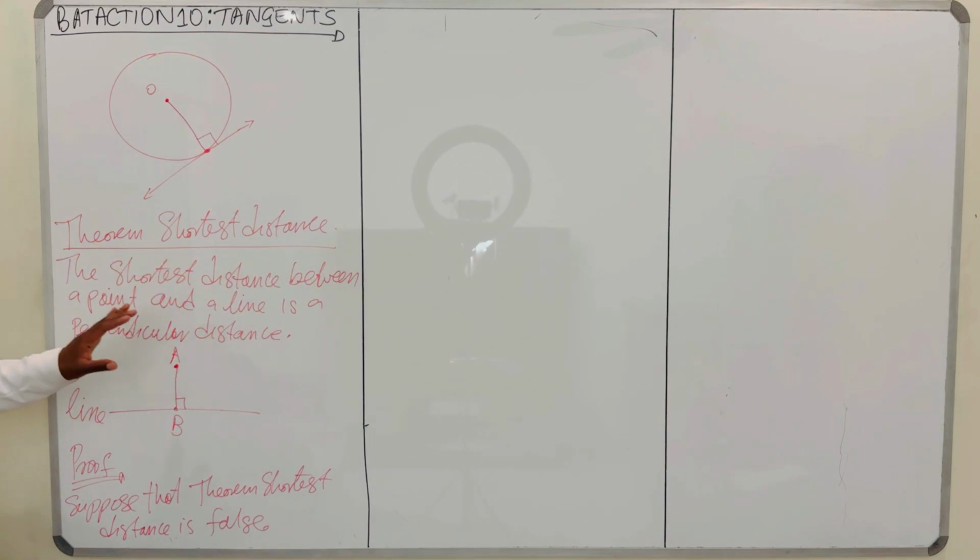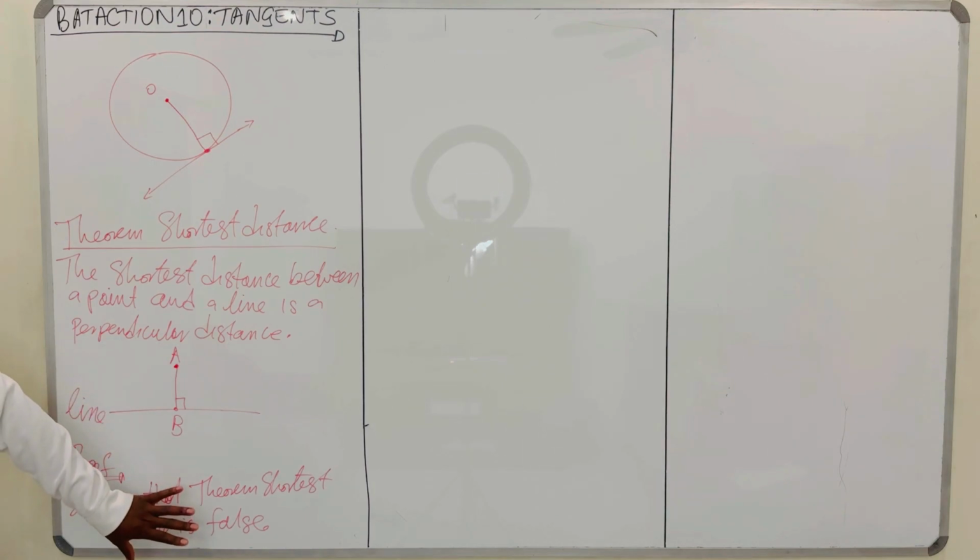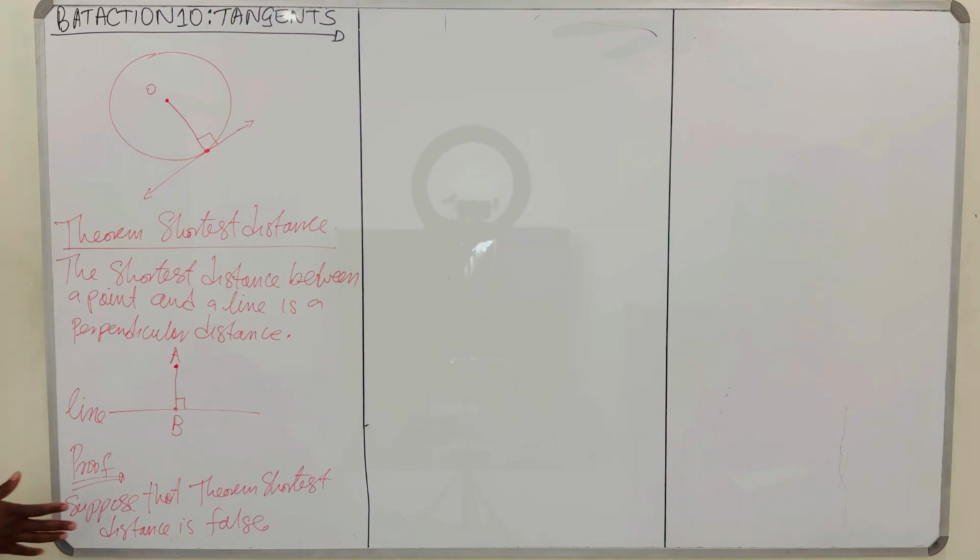To falsify it, you should have a shortest distance between a point and the line, but it should not be the perpendicular one. So in that case, AB is not the perpendicular distance. That's what this is saying. I'm not sure if you understand what I'm trying to say. Yes. Which means, by saying this statement is false, AB is not the shortest distance.